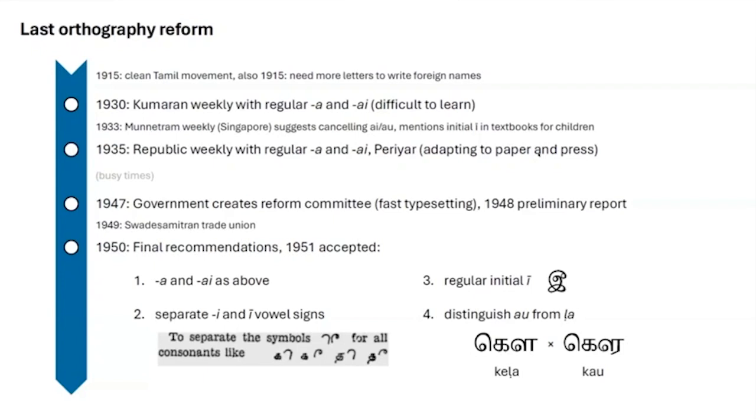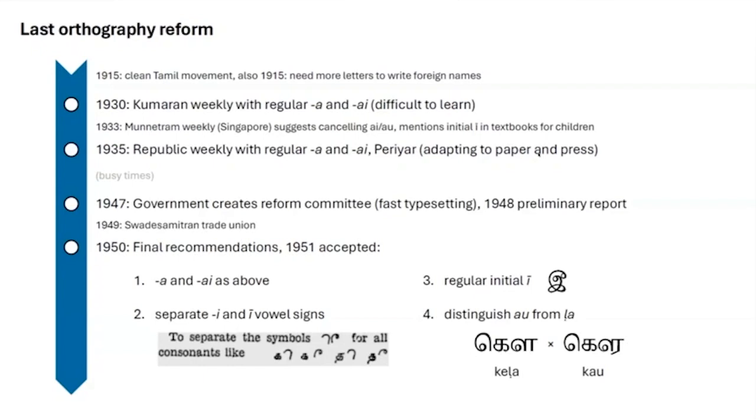But then again, after the independence, government creates a committee, and I haven't put all the committees that have been created, but the main committee created by government that is tasked to present a reformed script so that it can be typeset fast on the linotype machines, because it has a limited number of characters that it can fit in a way that it can print fast. So that has been done.